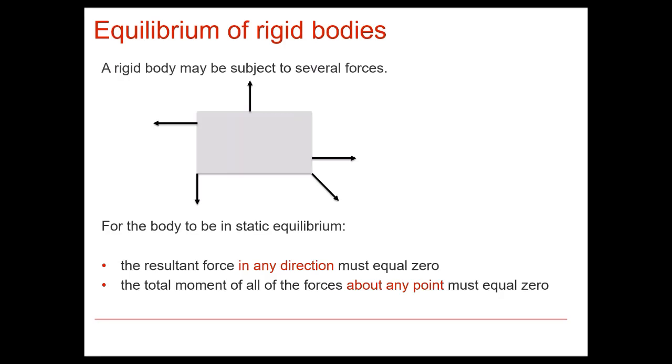this rigid body might be subject to several forces, different sizes, different directions, acting at different points. But if we find that that object is not accelerating and not rotating, then that's static equilibrium, and two things must be true. The resultant force in any direction must equal 0, so the sum of all those forces must be 0, as we already know, but also the total moment of all the forces about any point must equal 0. Otherwise this thing would start to rotate.